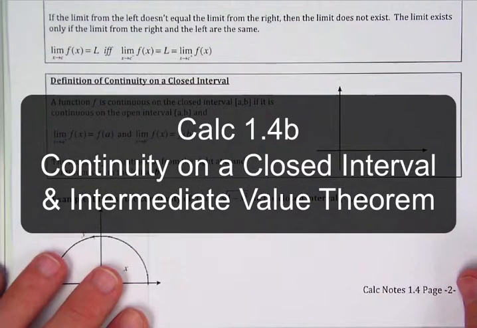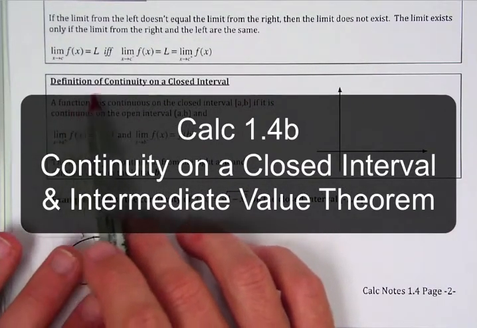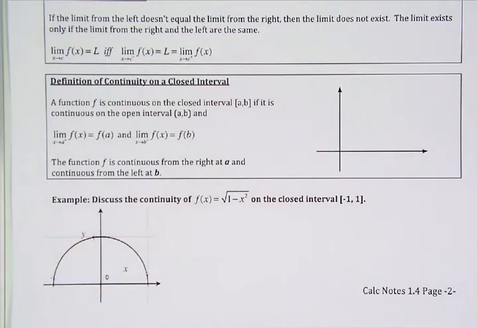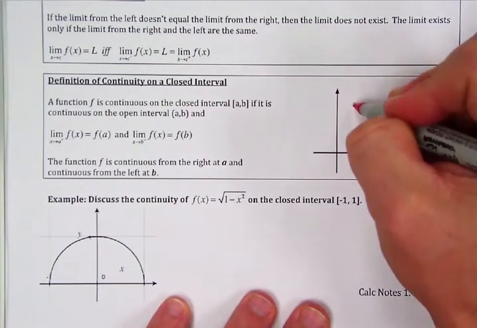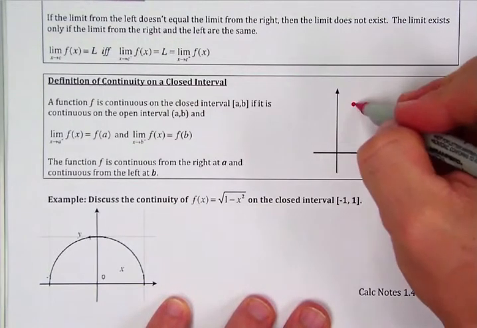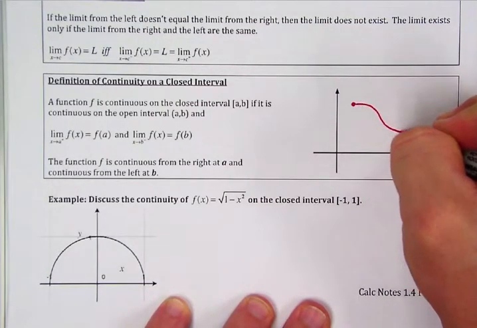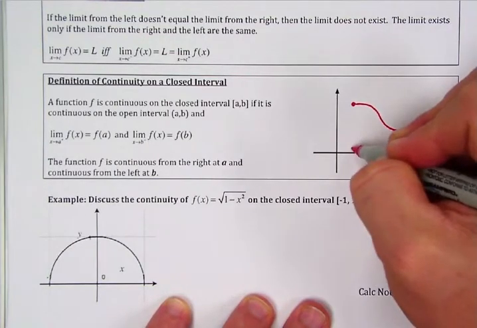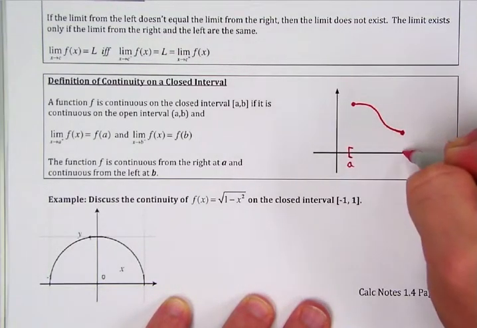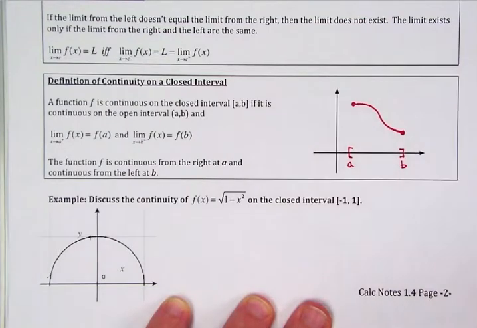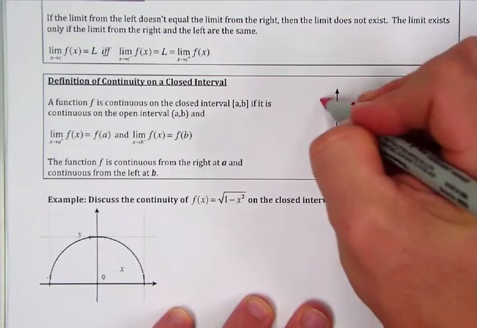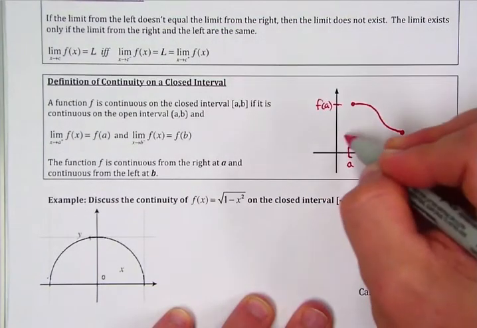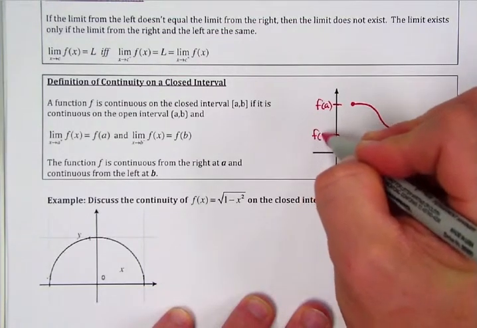What that allows us to do now is talk about continuity on a closed interval. So now we're going to be using endpoints that are there. So let's make a function. We're going to put it on a closed interval, meaning the points are going to exist there. Okay. So this would be f of a, and then this would be f of b.